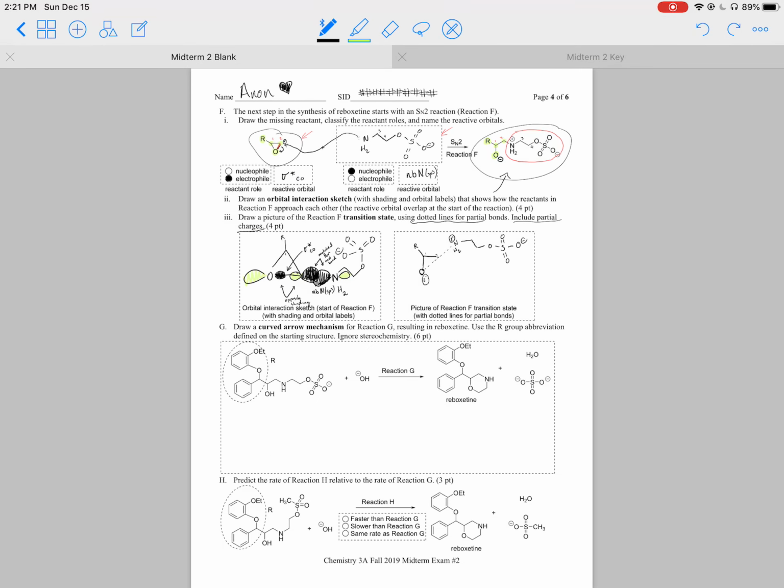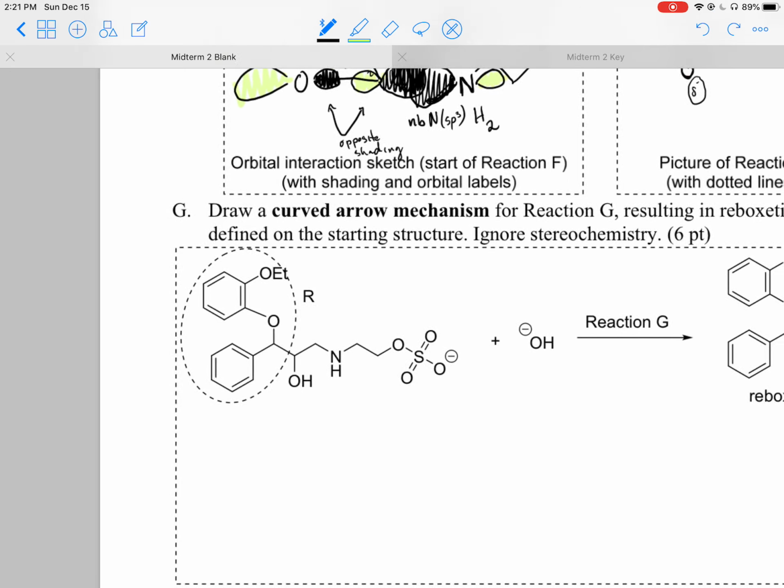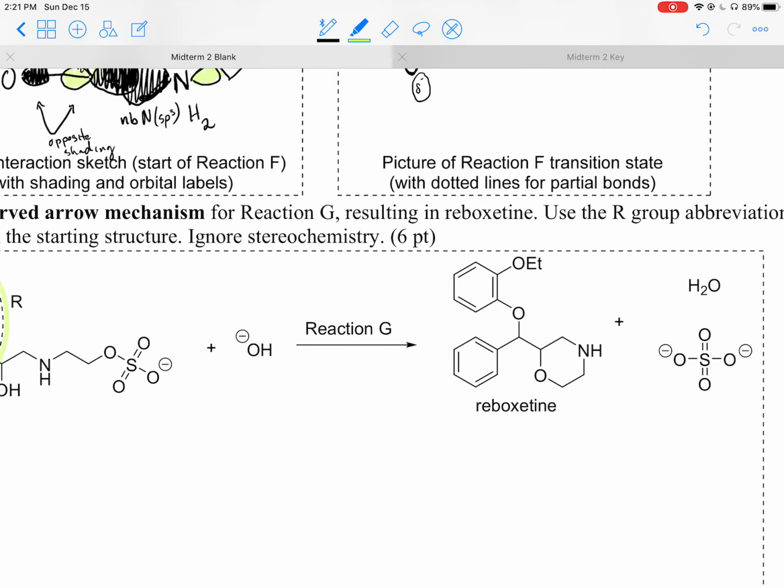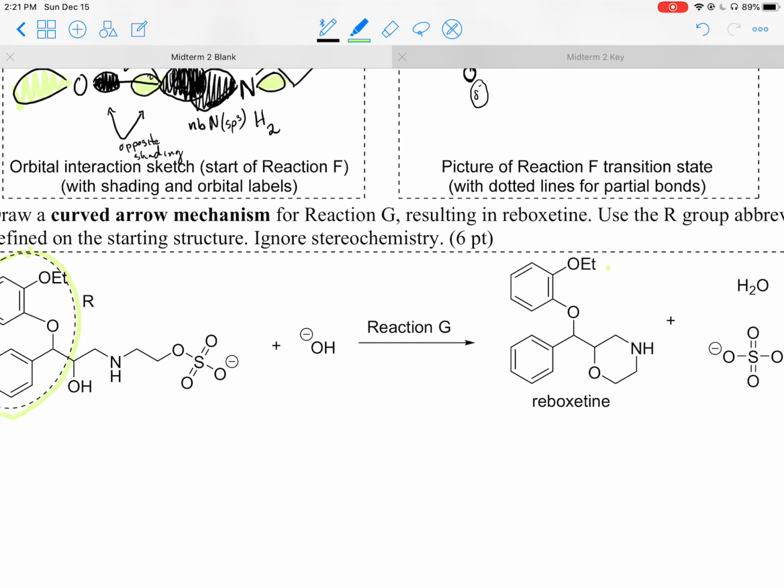Okay. The next question says, draw a curved arrow mechanism for reaction G, resulting in Robaxetine. Use the R group abbreviations defined on the starting material and ignore stereochemistry. So what I'm going to do is we have this circle that was defined for us to make our lives easier for R. I'm going to go to the ending material and circle that same R so that we know what is changing and what's still the same, because the R group should stay the same since we're using that.